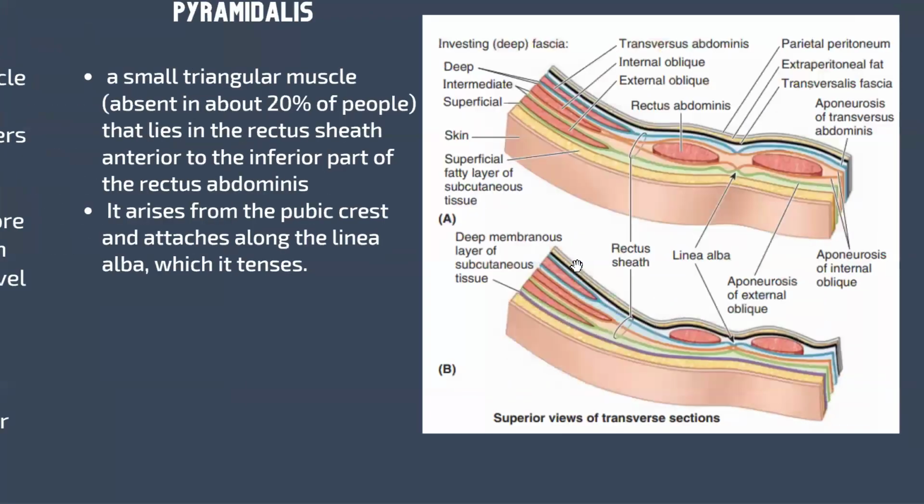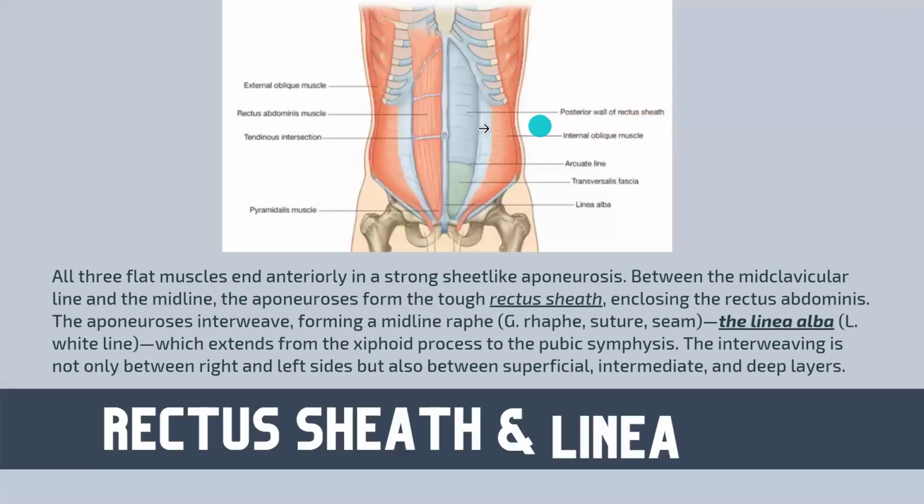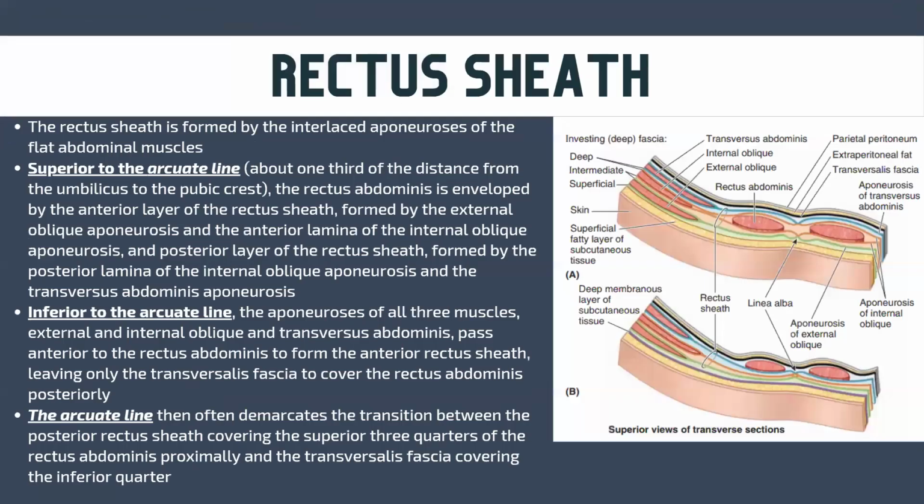Okay, now what is the arcuate line? It is the line here that is the end of the rectus sheath posteriorly. Okay. Here we have superior to the arcuate line, inferior to the arcuate line, and this is the arcuate line in detail. So you can read it slowly.